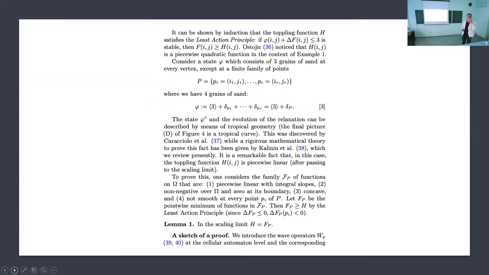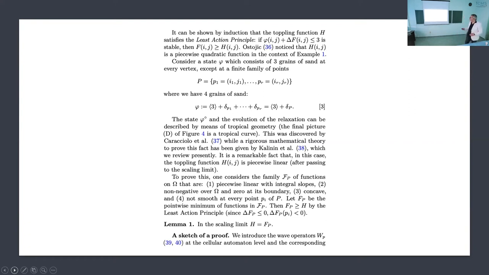Here is the minimization principle. The function that solves the problem is the smallest function that satisfies this inequality, and this is the least action principle that the sample is solving. From this least action principle, we can deduce what is happening with this tropical sample.